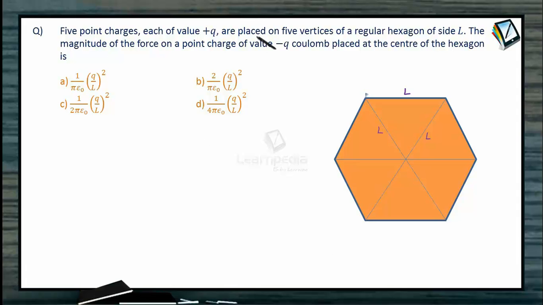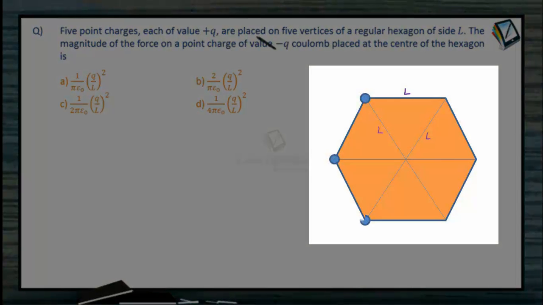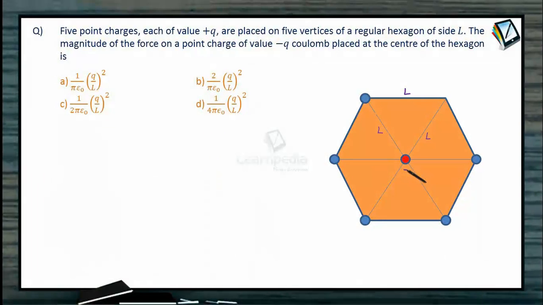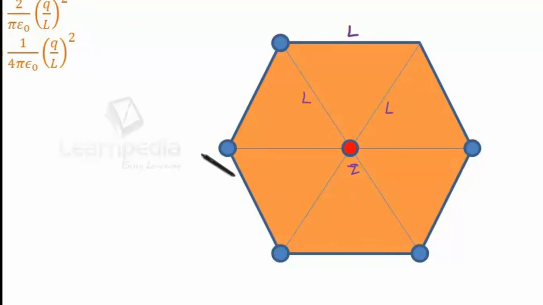And 5 point charges are placed at the corners. So 5 corners are occupied by plus q charges and the 6th one is empty. And there is another charge, minus q, placed at the center of the hexagon. So here it is a minus q charge and the rest of the charges are plus q.